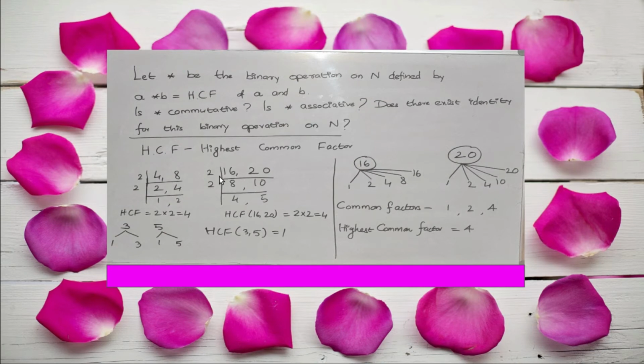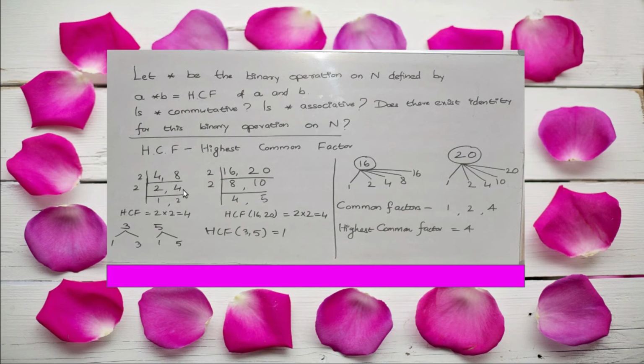We calculate HCF by using the long division method. 16, 20, the common factor is 2. Dividing by 2, we get 8, 10. Then again dividing by 2, we get 4, 5. There is no common factor between 4 and 5. So the HCF is 2 into 2, multiplying these numbers, 4. When we calculate the HCF of 4 and 8, the common number is 2, so divide 4 and 8 by 2.